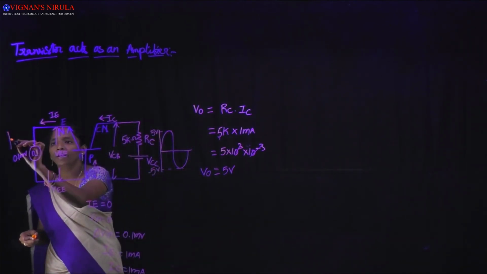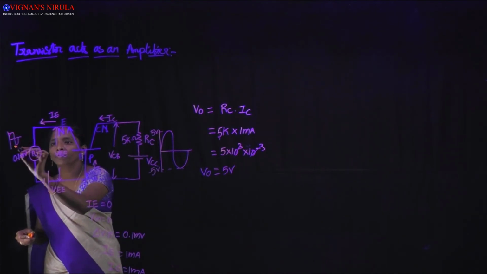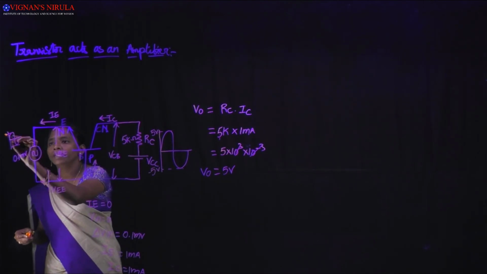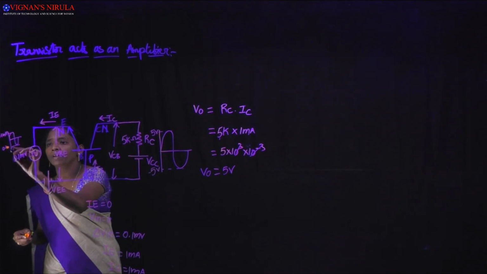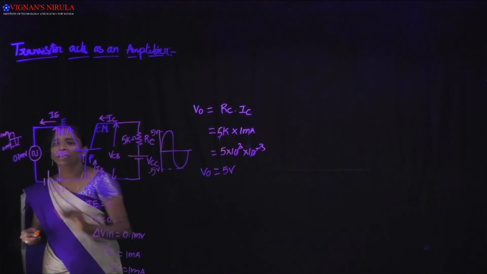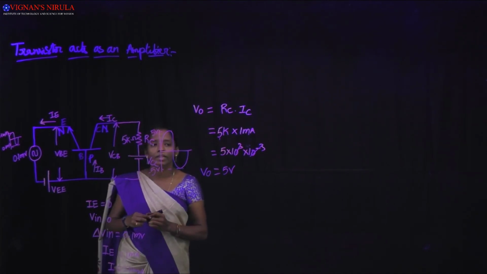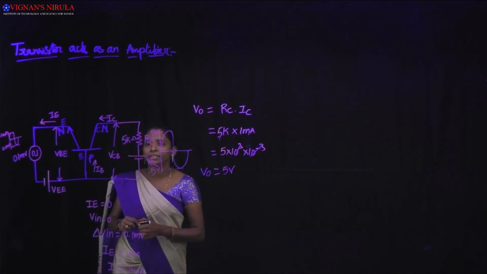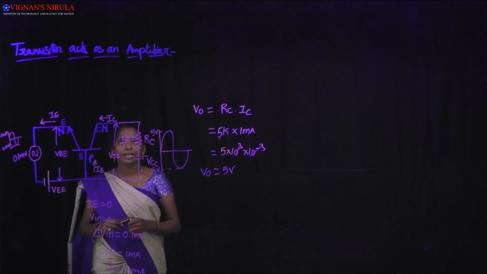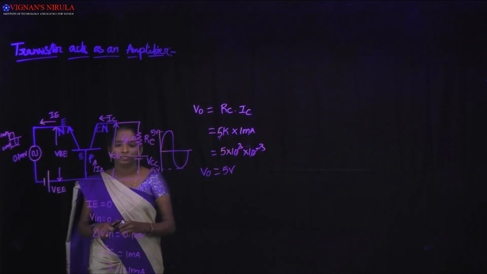Here we are applying only 0.1 millivolts. So it is amplified, the input signal is amplified by the transistor to the required level, that is 5 volts. So this is how the transistor acts as an amplifier. Thank you.